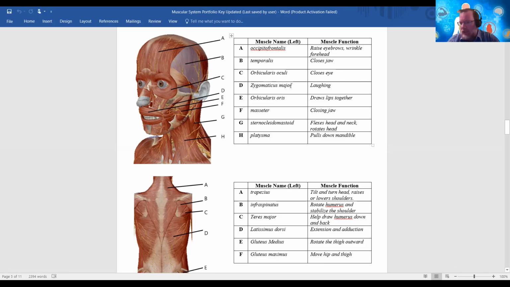You don't necessarily have to specify major or minor. Zygomaticus is fine. Then you have the orbicularis oris, and then one of our chewing muscles, the masseter, and then this neck muscle that goes from the sternum and clavicle up to the mastoid, we said was the sternocleidomastoid. And then that sheet muscle, the flat muscle, we called the platysma.